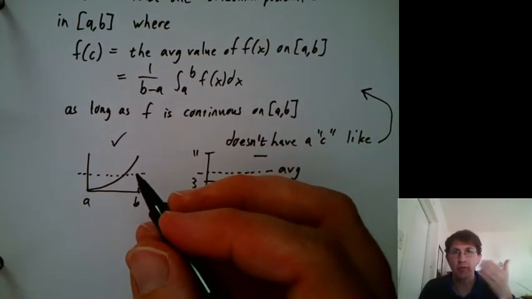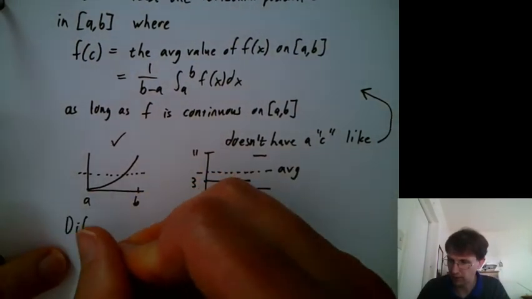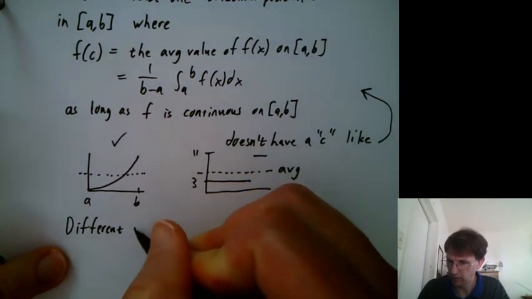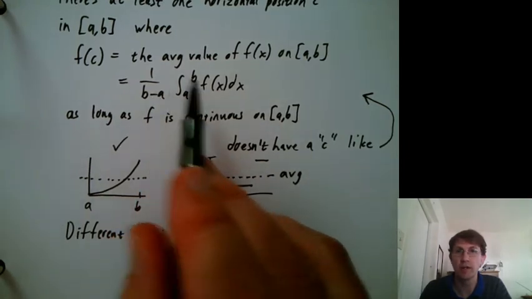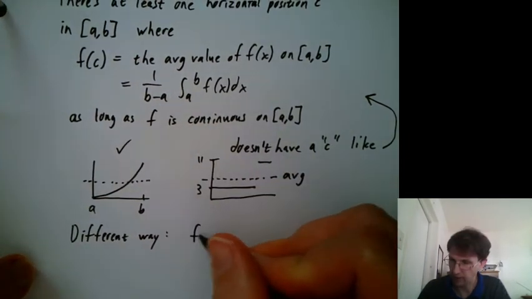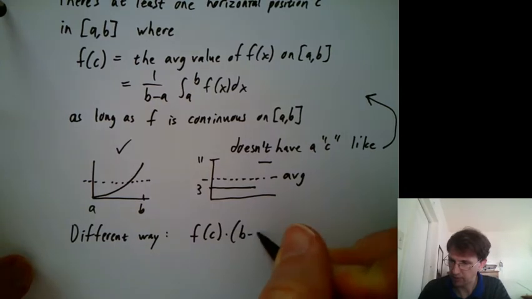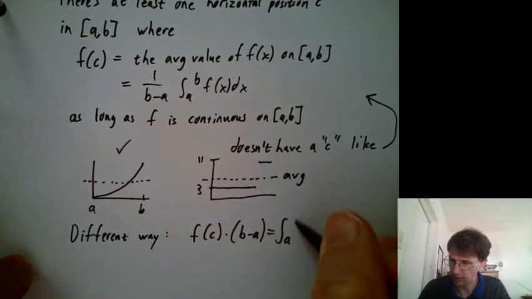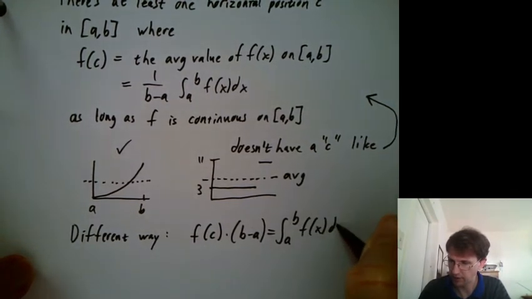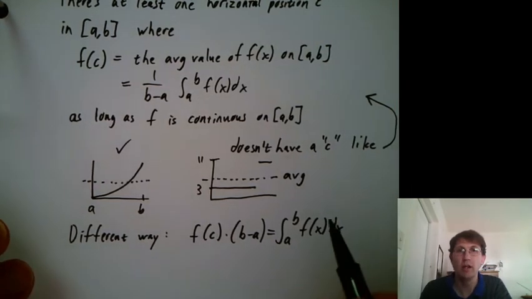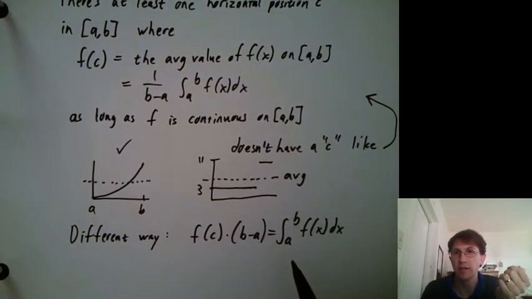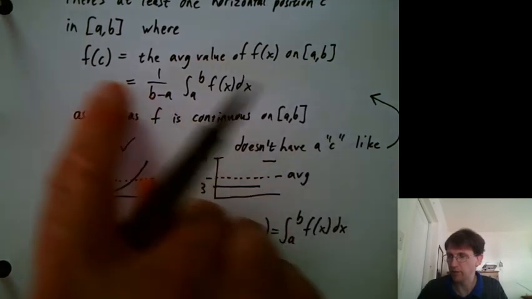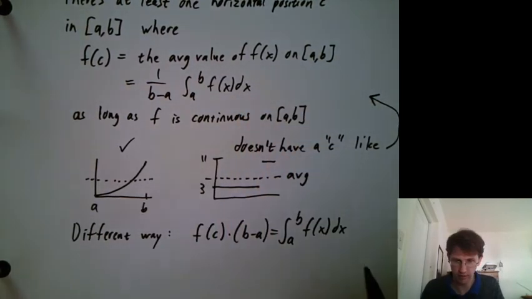Sometimes people write it a different way. They just multiply both sides by b minus a. So they might say f of c times b minus a is equal to the integral a to b f of x dx. Either way is good. This way doesn't really scream out to you average value of the integral because it doesn't have that 1 over b minus a there. But if you see something like this, you can translate it to that if you want to think about average values.